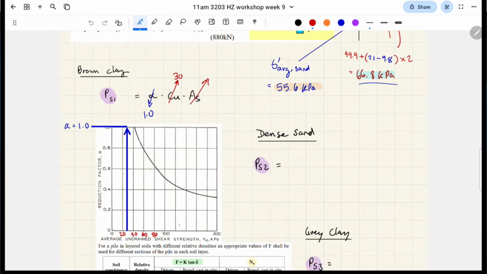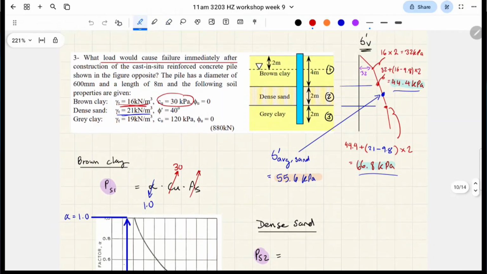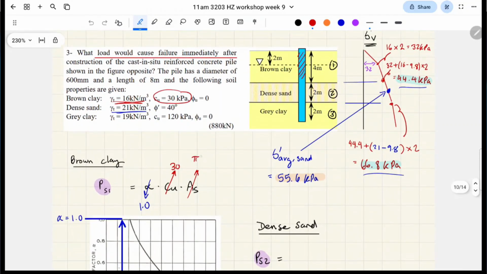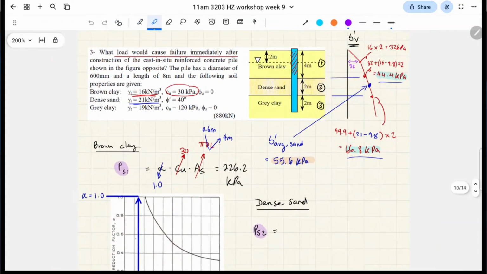Alright, next we have to calculate the area of the shaft that is in this clay layer. So that's this here. And this is a cylinder, right? So circumference multiplied by length, right? This is 0.6. Remember, do everything in meters. The length is 4 meters, right? That gives us 226.2 kPa. That's the strength of our shaft in the brown clay.